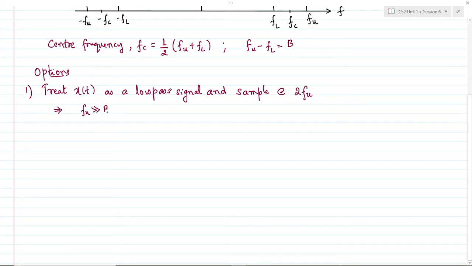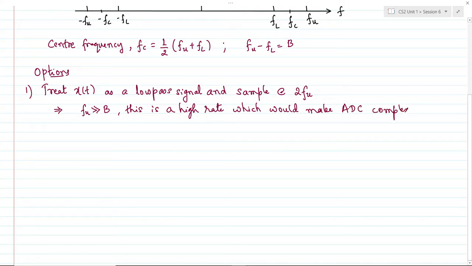This is a high rate which would make our ADC complex. Okay, so we can safely eliminate this option by noting that we cannot apply this sampling rate. So based on Nyquist theorem, we have another option with us. So we can sample x of t at twice of b samples per second. Okay, so this is again using Nyquist theorem. Okay, let's see how this Nyquist theorem can be extended to bandpass signal, and after getting the samples we'll see how the signal can be reconstructed faithfully or not. Okay, so that's the second option that we would be starting our discussion today.